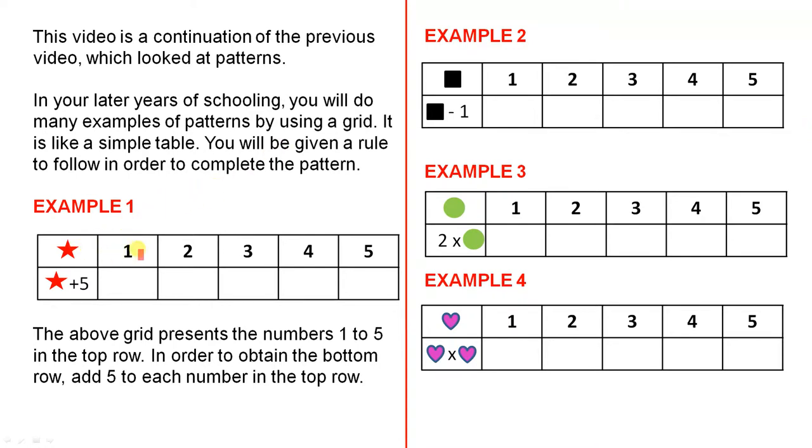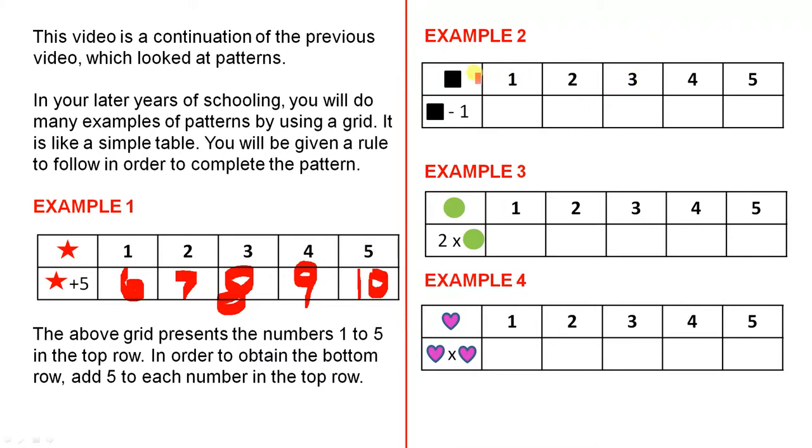Example 1. In the top line of the grid, the star represents these numbers 1, 2, 3, 4, 5. In order to fill in the bottom part of the grid, we take the star and we add 5. In other words, the above grid presents the numbers 1 to 5 in the top row. In order to obtain the bottom row, add 5 to each number in the top row. So 1 plus 5 equals 6, 2 plus 5 equals 7, 3 plus 5 equals 8, 4 plus 5 equals 9, and 5 plus 5 equals 10.